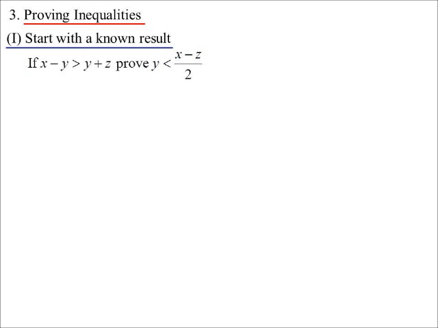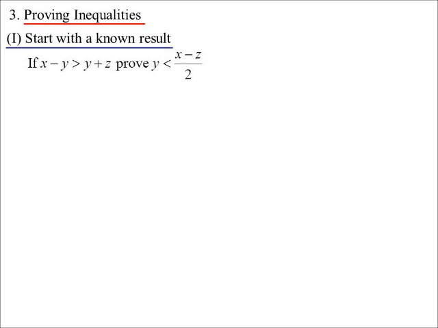Well, let's have a look at proving some of these things. So one of the common ways is starting with a known result, something you know to be true. Because if I start with something that's true, then my argument has to be foolproof, because everyone agrees that what I've started with is true, and all I'm doing is manipulating that result. So it's a very simple one. We know x minus y is always greater than y plus z, so we know that to be true. We want to prove y is less than (x minus z) on 2.